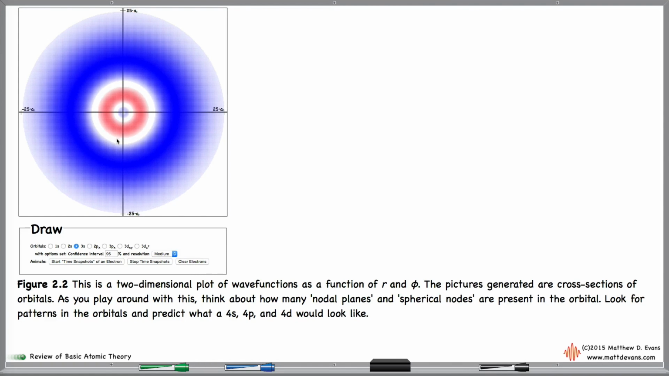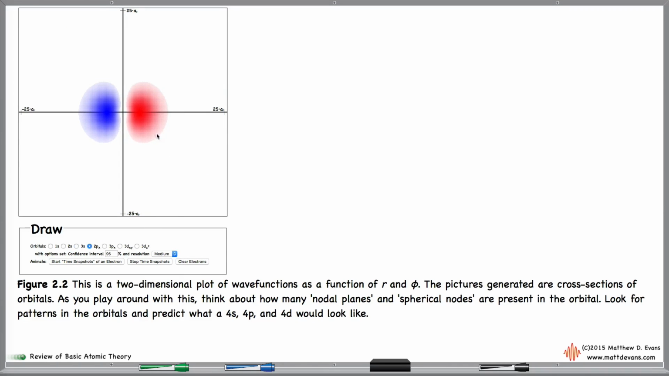All right, so these are once again spherical nodes, as we call them, because they're literally in 3 dimensions spherical things. But in cross-section, it looks like a circle. And I could do the same thing about starting the time snapshots, but I'm not going to. All right, so let's move on to a 2p now in 2 dimensions.